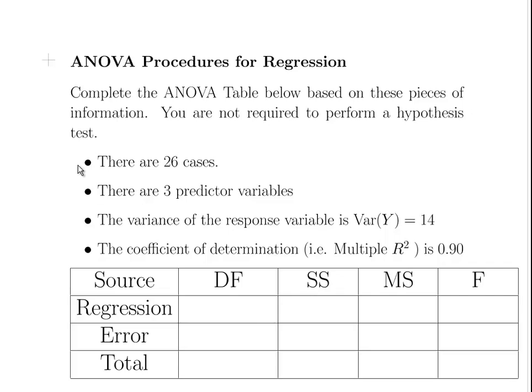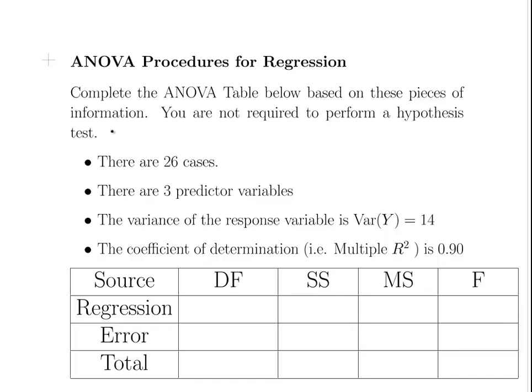In this presentation, we're going to look at regression ANOVA. What we're going to do here in particular is use all these various other values to build the ANOVA table. For example, the number of cases, the number of predictor variables, the variance, see how that is related, and also the coefficient of determination.